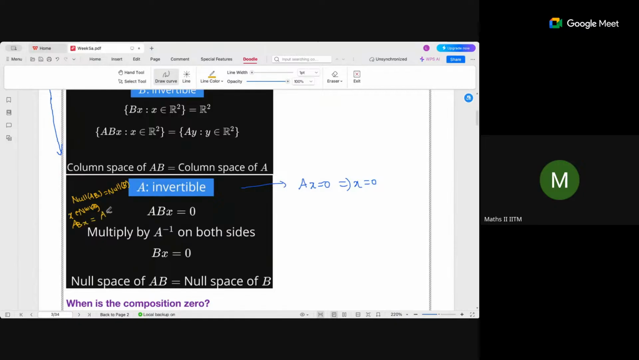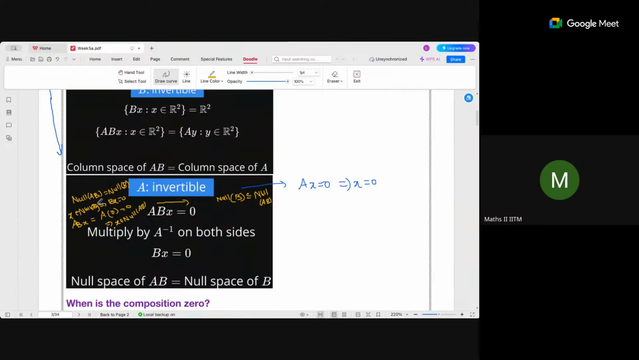Already BX is 0, right? Because x belongs to null of B, BX is 0. So ABX is A of 0, so 0. So this implies that X belongs to null of AB. So one side equality we have already obtained, that is, null of B is already a subset of null of AB.